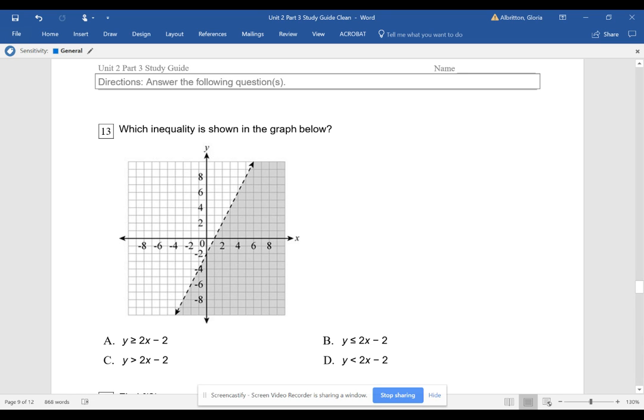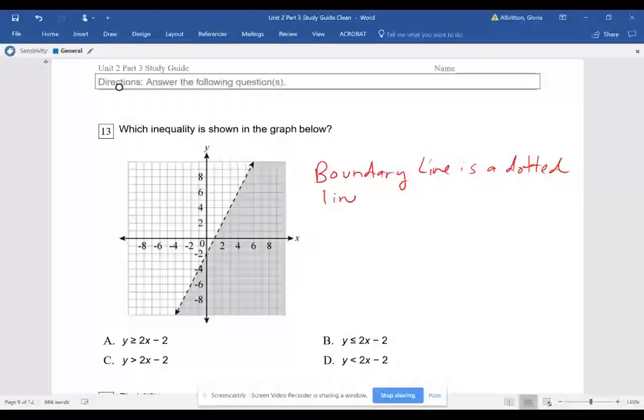Well, first of all, I'm looking at my boundary line. And don't forget, your boundary line tells you some things. So the boundary line in this case is a dotted line or dashed line, if you want to call it that. And dashed or dotted lines will only give you a less than or greater than symbol. So I can already eliminate A and B because they have less than or equal to, greater than or equal to. So they can't possibly be the inequality that matches this graph.